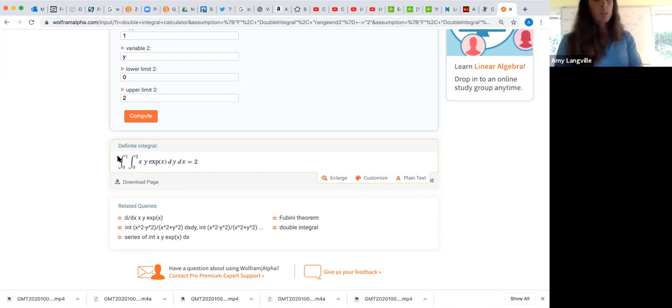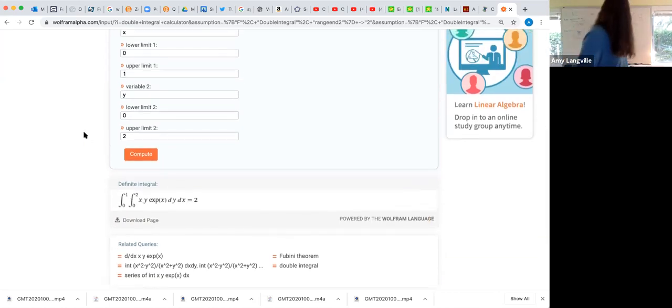Now those were all constants. Again, at this point, we're just doing constant limits of integration. Those are the easiest type over a rectangular region. But it doesn't have to be. We had one over here where we had this little triangular region.